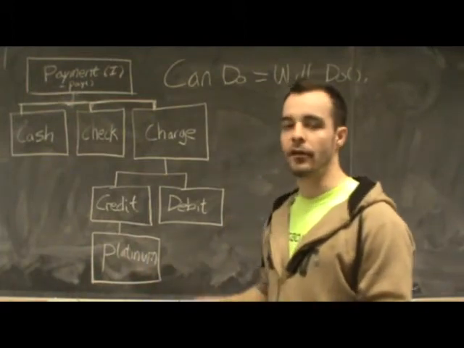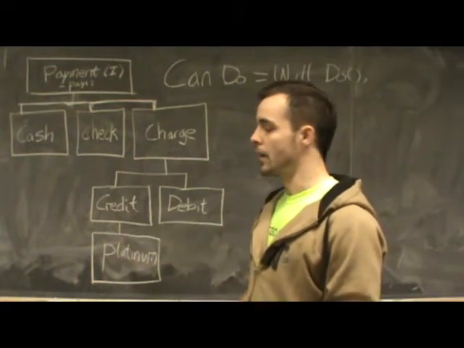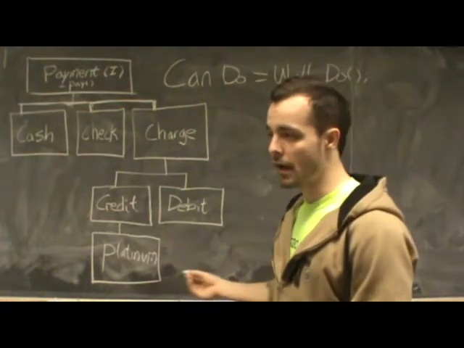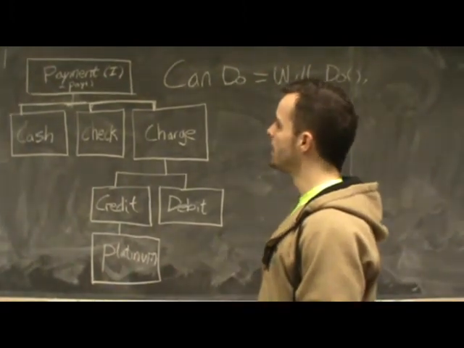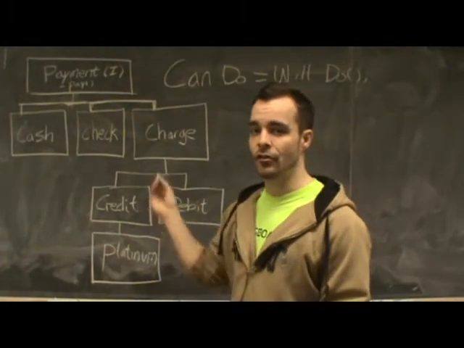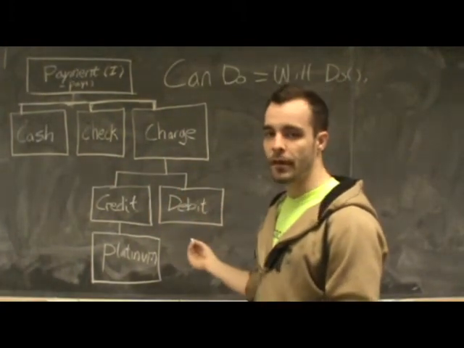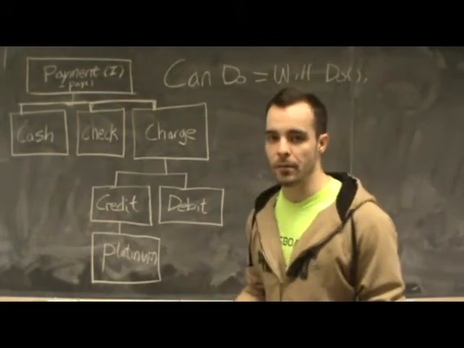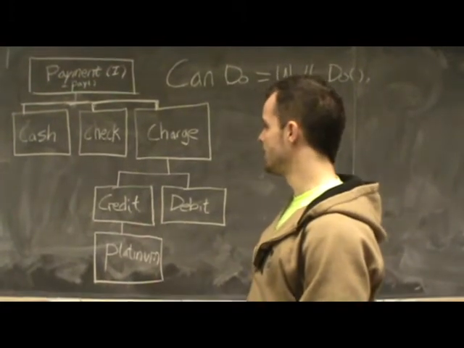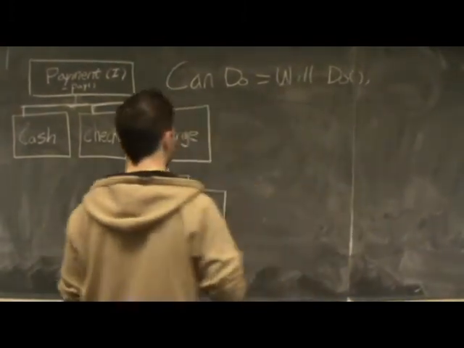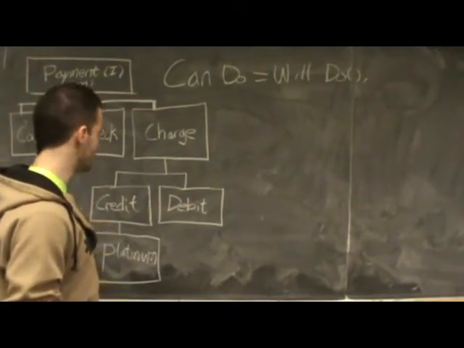Like a debit card, you might have to enter your PIN, but in the end, it's still going to pay the same way. Credit card, you don't have to enter a PIN, but you might have different behaviors there based on the card itself and the object. So the ability for my payment object to change between cash, check, or charge, or credit or debit, is really what polymorphism is.